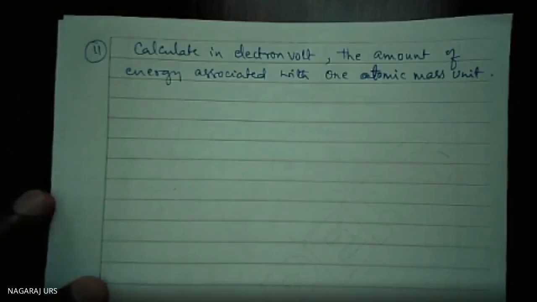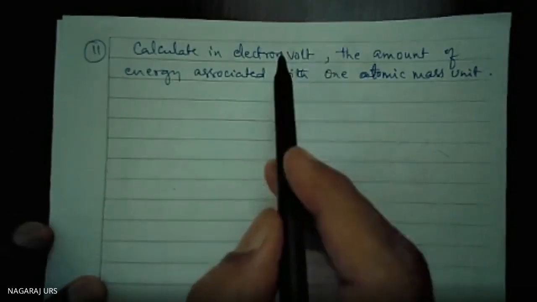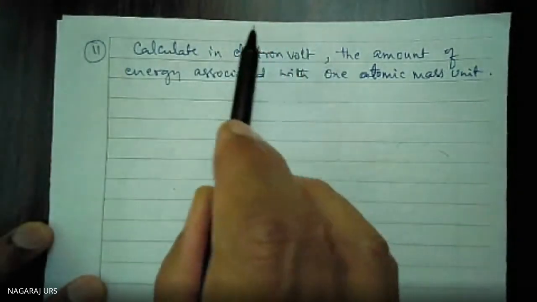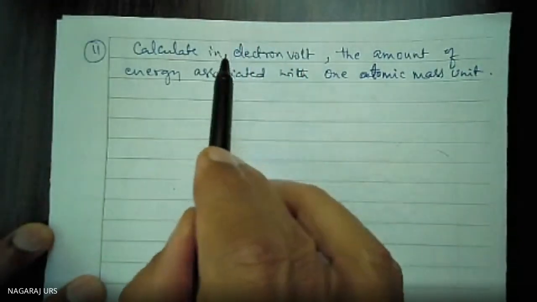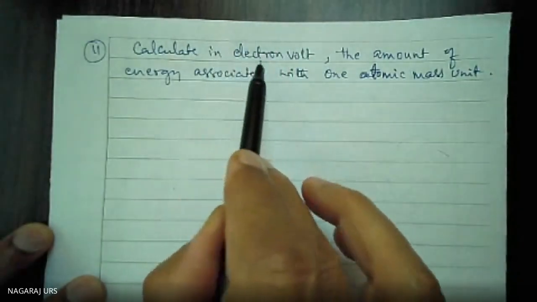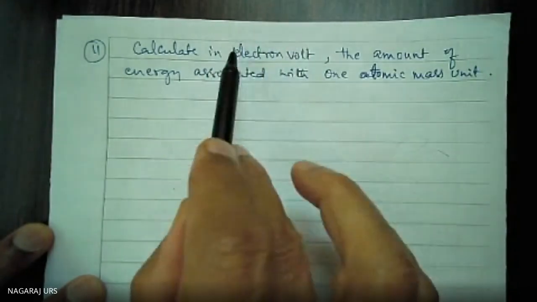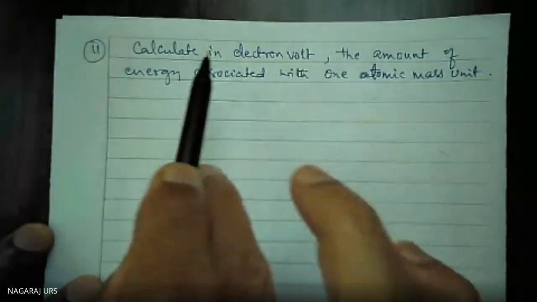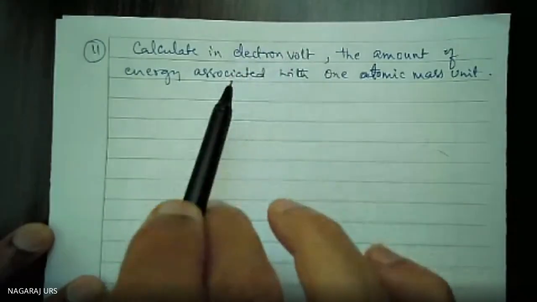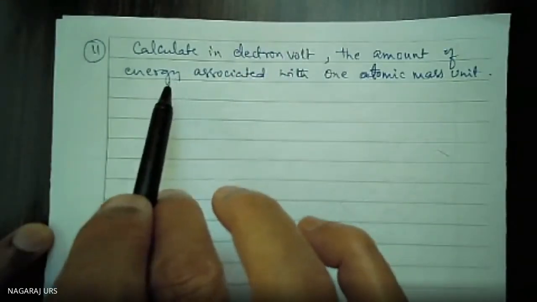We have to calculate electron volt. Okay, electron volt means what? Which is a measure of what? Electron volt is a unit, correct now? Yes, sir. What is to be determined? The amount of energy associated with one atomic mass unit. What is to be determined? Energy.